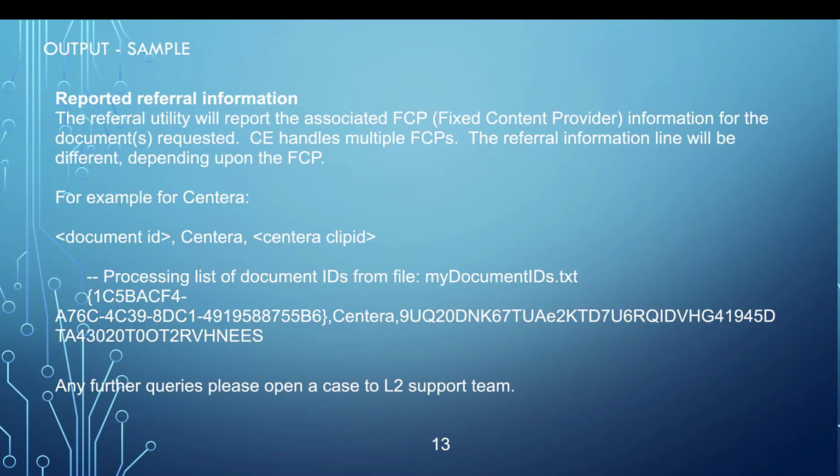The referral utility will report the associated FCP fixed content provider information for the documents requested. For example, for Centera, the output will be the document ID and the Centera CLIP IDs. For example, processing a list of document IDs from the file MyDocumentIDs.txt, the output will be like this.